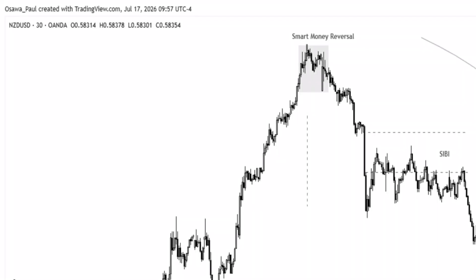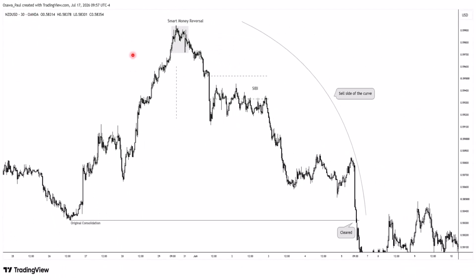This is another last example. This is the NZD USD chart. The original consolidation, low risk buy, other areas of accumulation stages. The market gave us a smart money reversal point over here. This is the mirror line, giving us an indication that whatever occurred on the right is more of a reflection to whatever occurred on the left. Then the market was now on the sell side of the curve with anticipation that the original consolidation will be able to be cleared, and it was cleared over here. So these are areas whereby we could have taken our sells, and the market completed that particular market maker sell model.